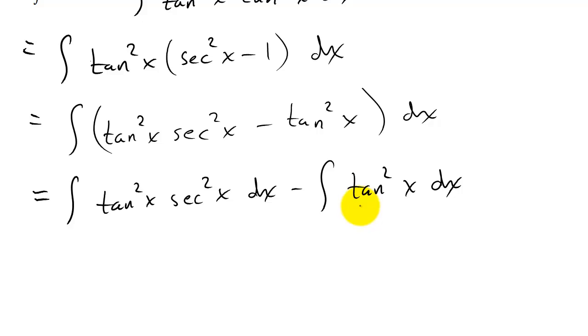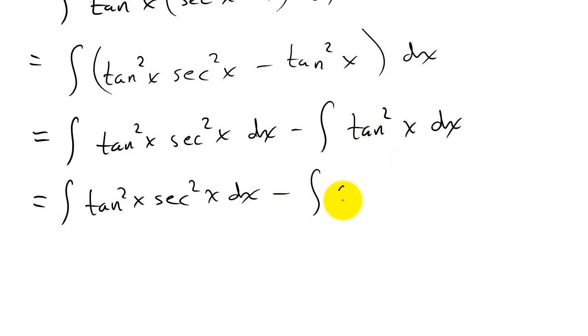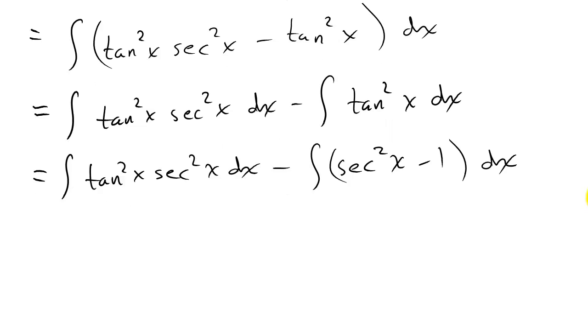Well, I know the antiderivative of secant squared is what? Tangent. And then the minus 1, what's the antiderivative of 1? It's just x. So I'm going to convert this into secant squared x minus 1. And so that's going to give me tangent squared x secant squared x dx minus, and then this I'm going to convert into secant squared x minus 1 dx.